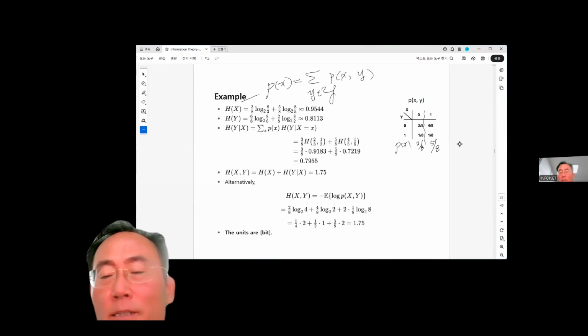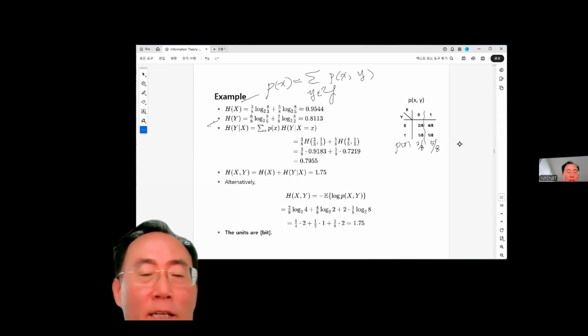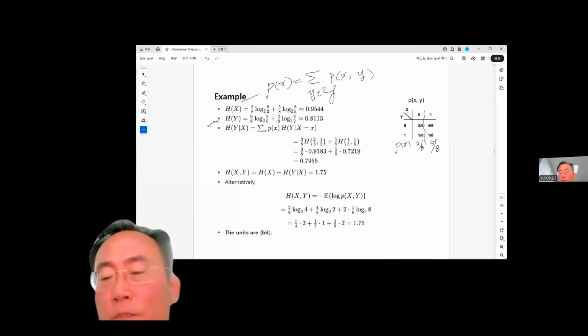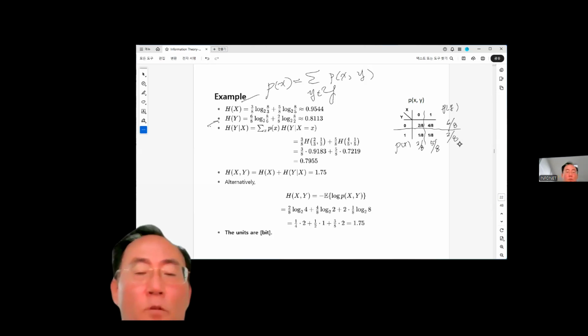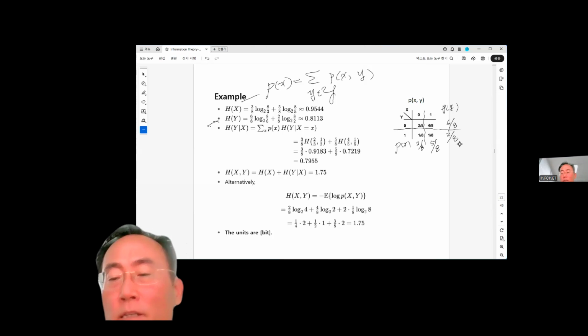What about P(Y) for calculating H(Y)? You add this way now. Probability that y is equal to 0, you sum all x's. So that's 6 over 8. That is 2 over 8. That is your P(Y). Once you have this, then you will be able to calculate H(X).